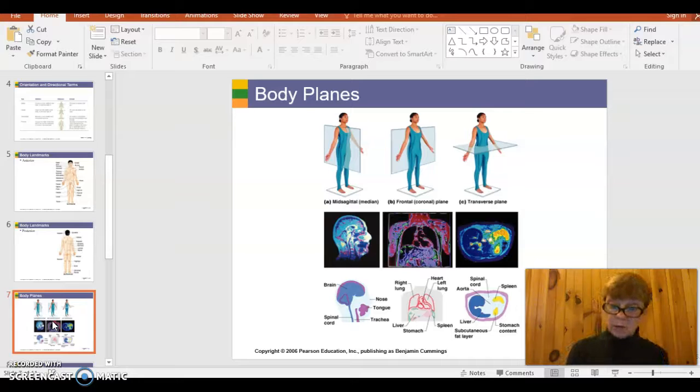This is the body planes, which is review, and let's just take one more moment to review that, please. So again, they are showing you the midline, also called the median, or the mid-sagittal. Remember that we also have a parasagittal that's the outside and a median sagittal towards the middle. Then we have that frontal or coronal plane, and then the transverse plane, which is going across the middle.